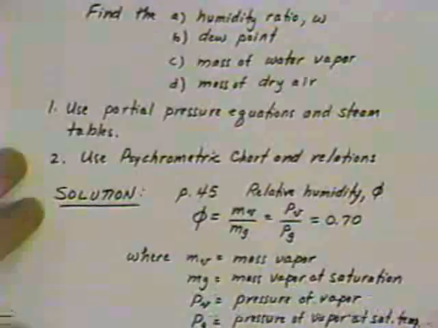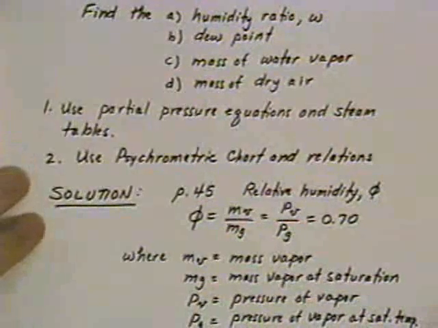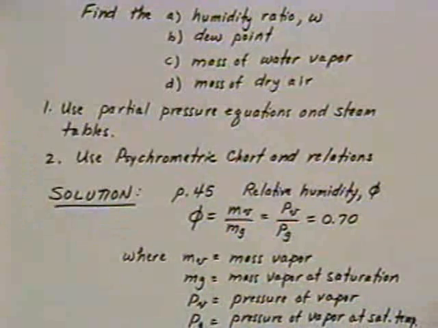if you don't have atmospheric pressure conditions, if you're not very close to atmospheric pressure, you can't use the psych chart, and you'd be forced to go in and use the partial pressures and the steam tables in order to solve the problem. Okay, so we're going after the four things here: humidity ratio, omega, the dew point, the mass of water vapor, and the mass of dry air.